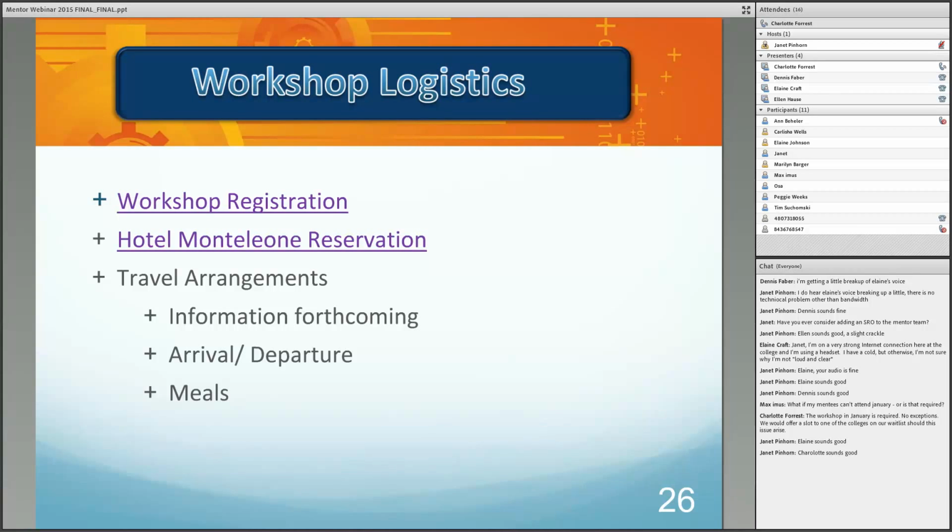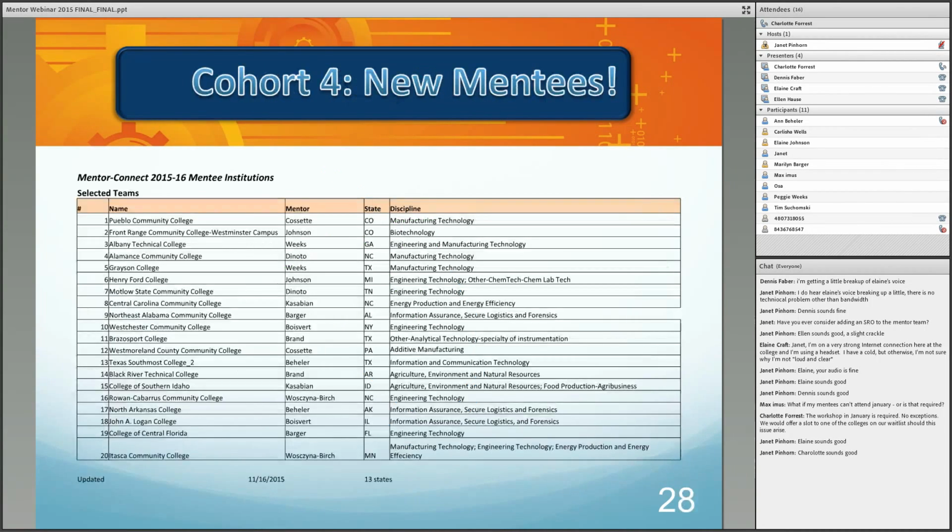So, with those logistics out of the way, now the fun part. We present the final Cohort 4 mentee colleges. The 2 colleges that you have been paired with are finalized here. We appreciate that when we sent information out about any changes or conflicts of interest, you got back to us on a very quick turnaround to let us know if there were issues.